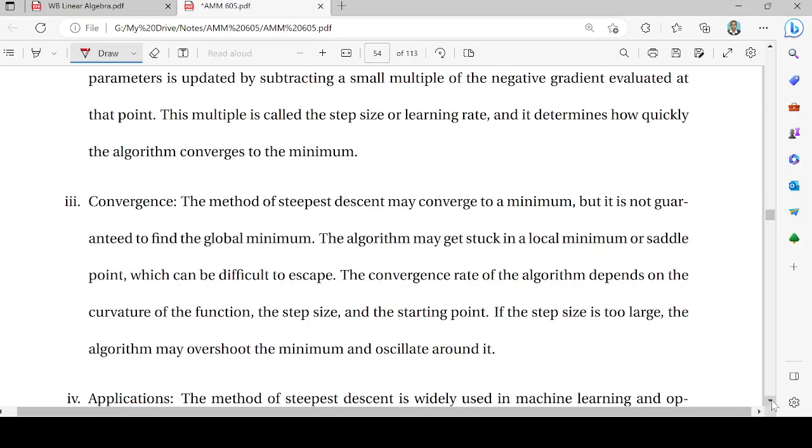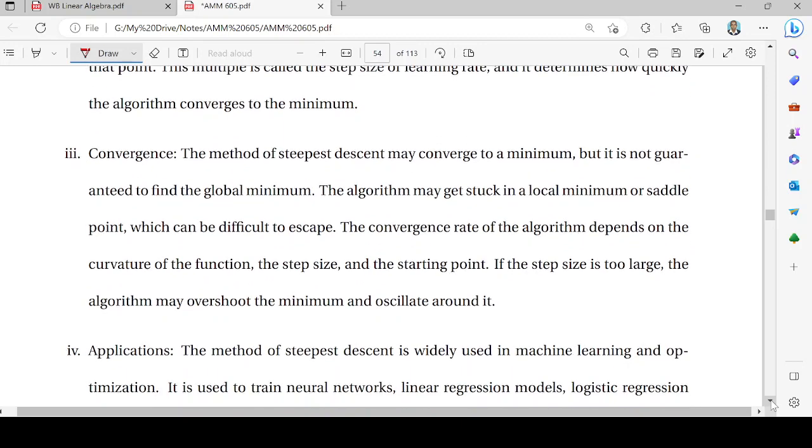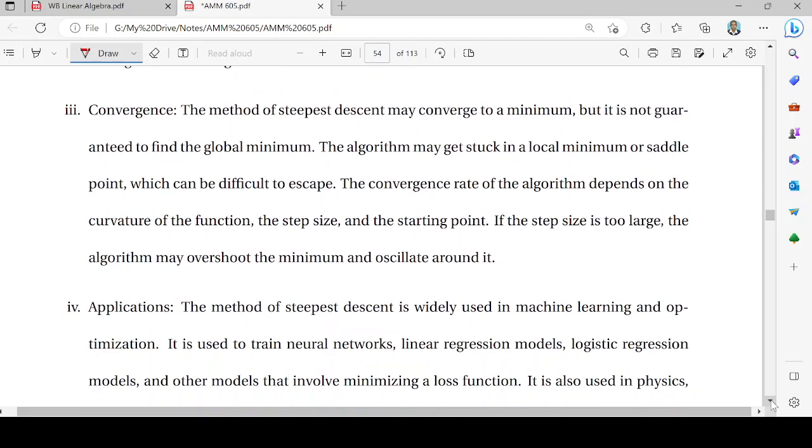Now, some of the applications of the method include the use of the method in training neural networks or linear regression models, logistic regression, and other models that may involve minimizing a loss function. So generally, steepest descent is usually used in machine learning and optimization.